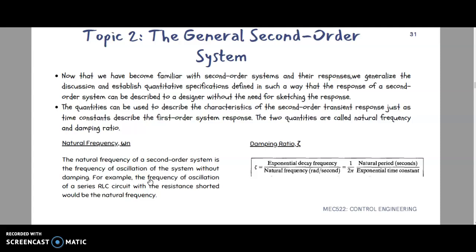And then the damping ratio. The damping ratio equals the exponential decay frequency divided by the natural frequency, or 1 over 2 pi multiplied by the natural period divided by the exponential time constant. That is its meaning.